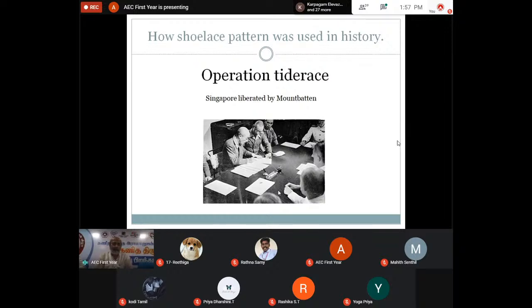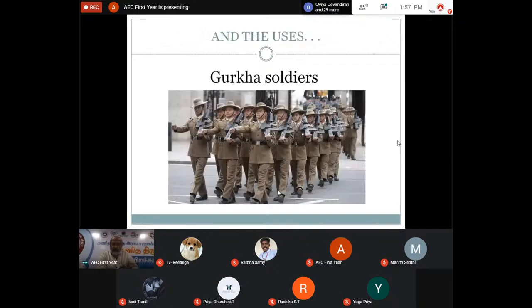Singapore was occupied by the Japanese, and Mountbatten was the commanding officer who liberated Singapore. Mountbatten had his British 8th army, and the British 8th army had these Nepalese or Gurkha soldiers. These Gurkha soldiers were unpaid. Unpaid means they were illiterate. But another problem was also there. These are the Gurkha soldiers. Look at their faces. Their faces match these Japanese faces. So Gurkha soldiers and Japanese soldiers looked alike.